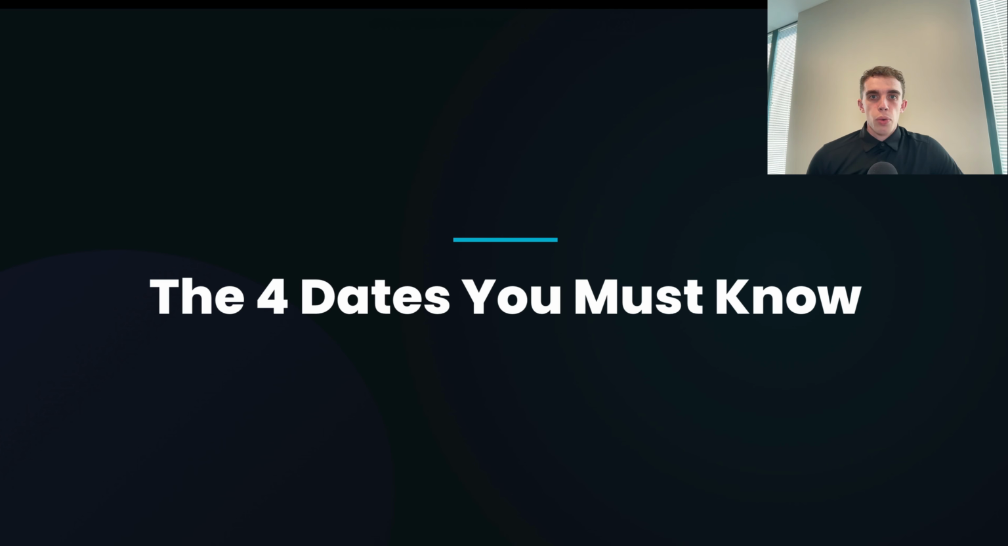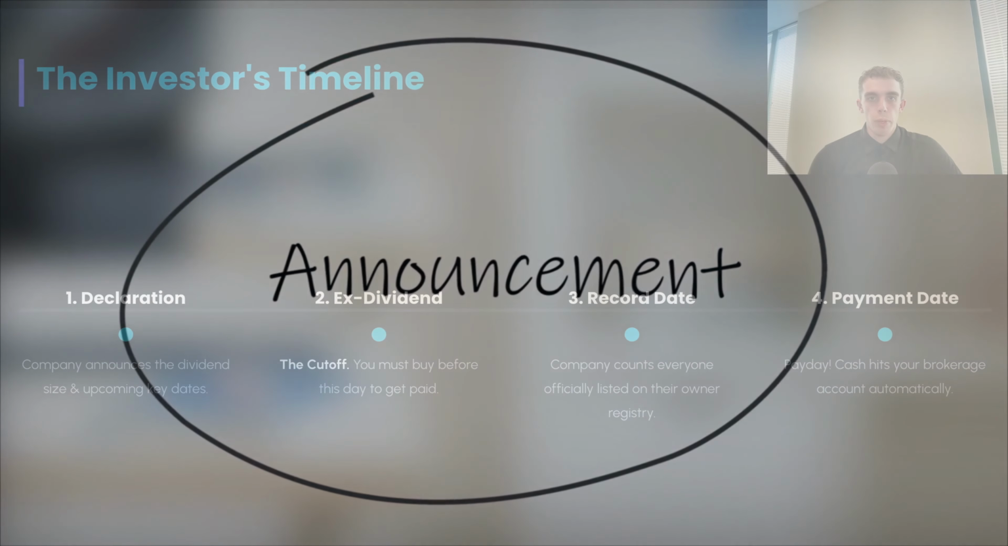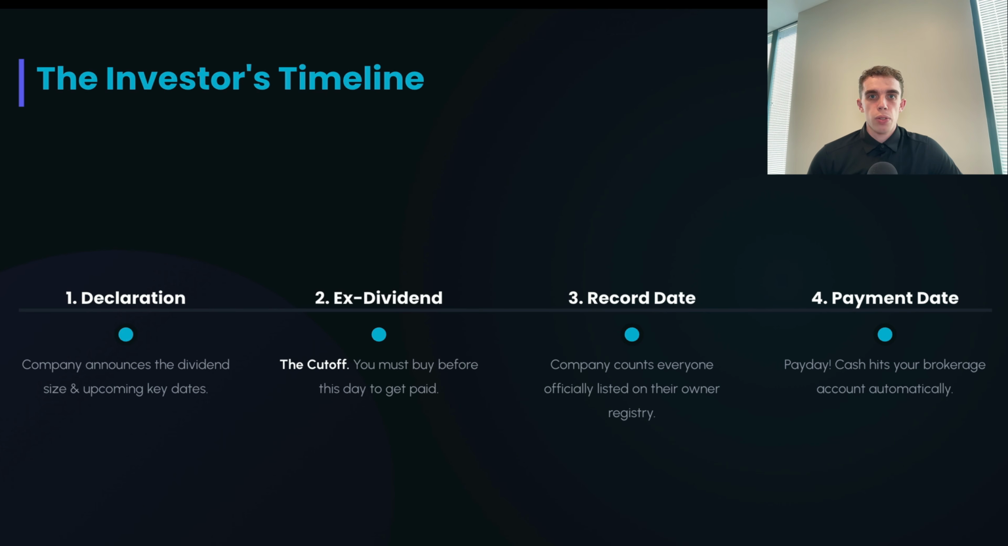So again, the first thing that we're talking about are the 4 dates that you need to know and that you've probably heard before, and they're on your screen right now. The first one is the declaration date. This is the actual date in which the company announces that they will be paying their dividend. Now at this time, they announce the amount that will be paid, and they also announce the date for the other 3 key dates on your screen right now, being the ex-dividend date, the record date, and the payment date.